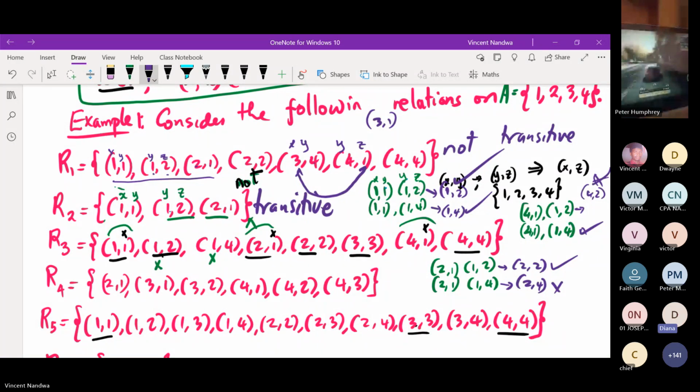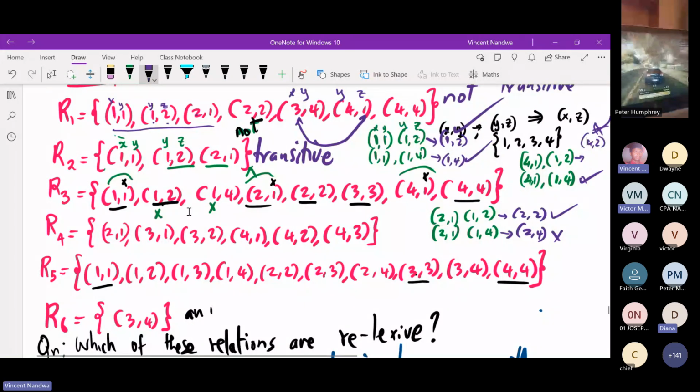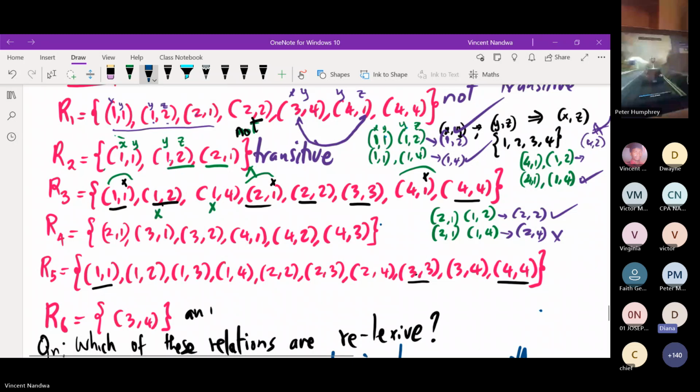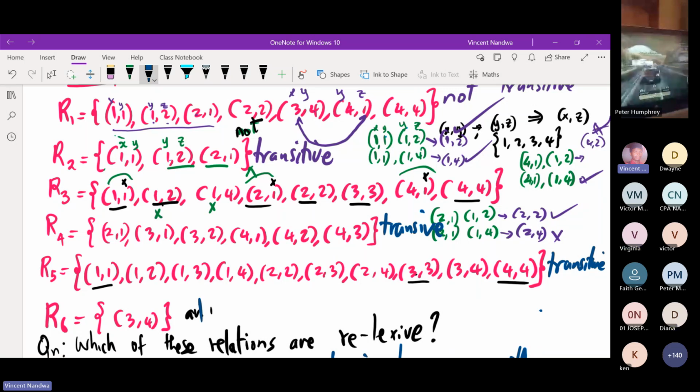R4, you have 2, 2, 2, 1. It's transitive. Check that all those conditions for transitivity hold in your own free time. So this is transitive. When you check all the conditions for transitivity for all the elements in R4, R4 will be transitive. Similarly, R5 is transitive. And R6 is also transitive.